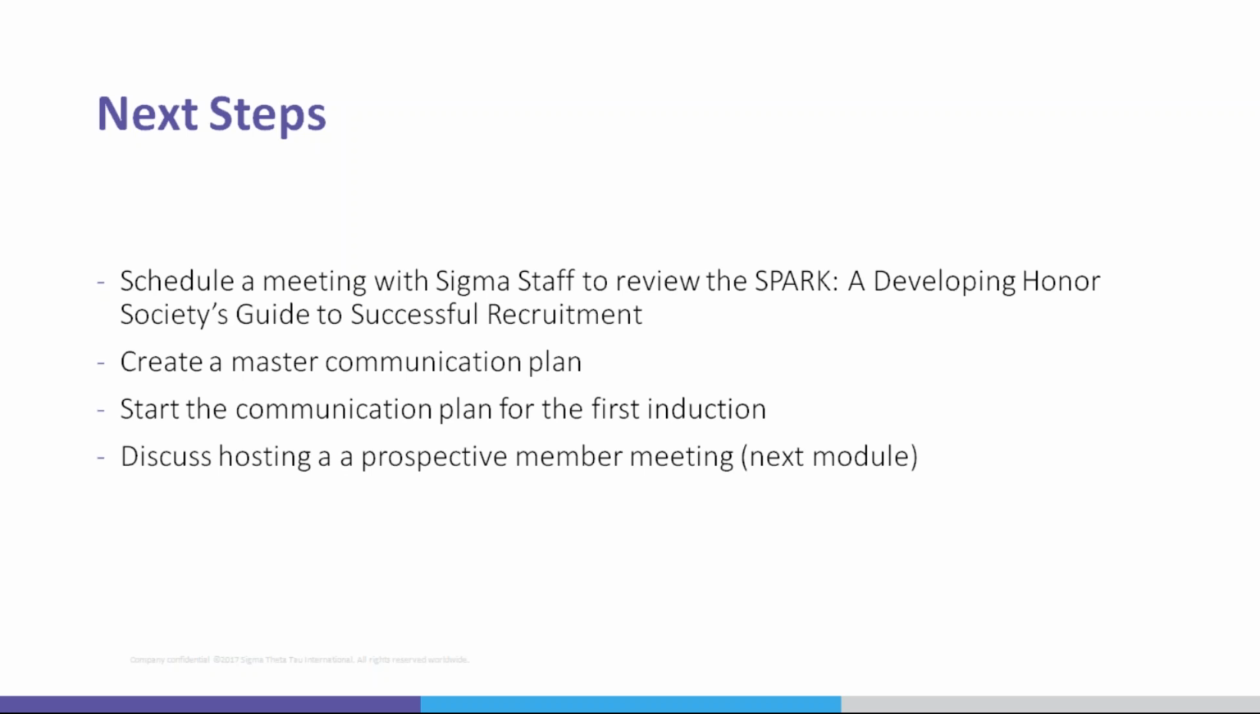You will create a master communication plan to map out your communications that you intend to send throughout the year. You will start a communication plan for your first induction and decide on a timeline for sending invitations and follow-up reminder messages. You should also start discussing if the Developing Honor Society will hold a prospective member meeting before the first induction, and we will cover this in more detail in the next module.